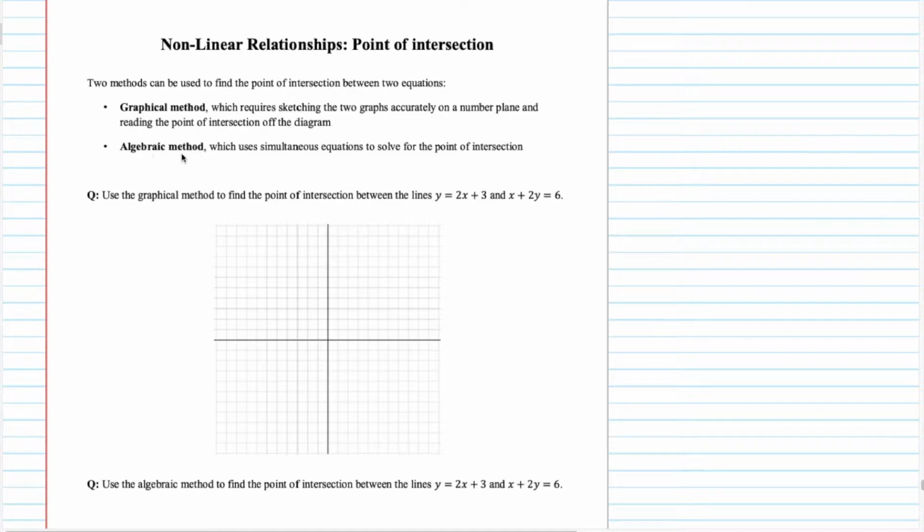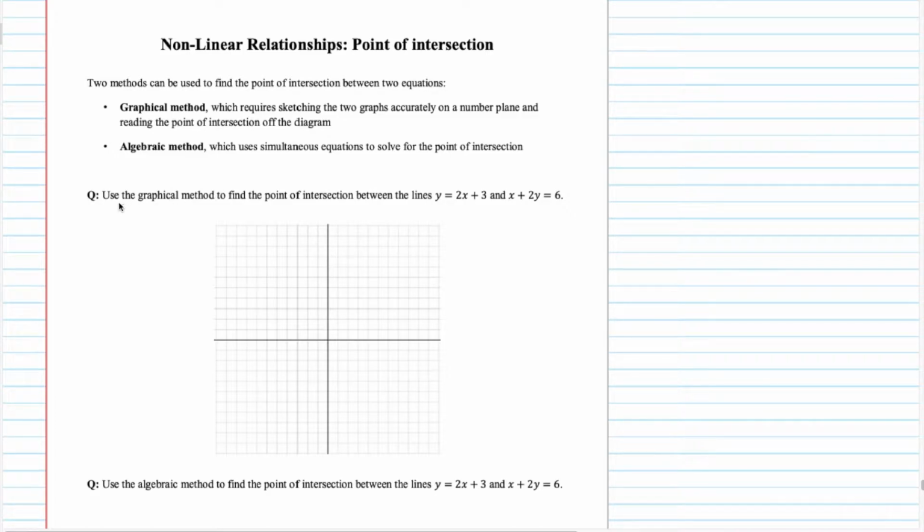Now the algebraic method, that's the one I strongly recommend you guys do. This uses simultaneous equations to solve for the point of intersection. For those of you that don't remember simultaneous equations, I suggest you do some more revision because it's a topic that students tend to forget a lot. So let's just get straight into it.